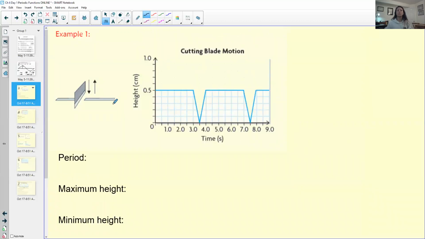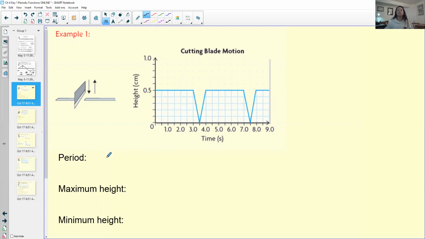Okay, so this is a blade that is going up and down. So this is the height of the blade over time. So the blade would be stationary. As time passes, it would cut down and come back up. And then, you know, the belt, I suppose, would move and then it would cut down and come back up. So this graph just measures the height of the blade.